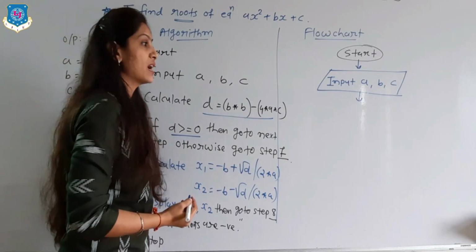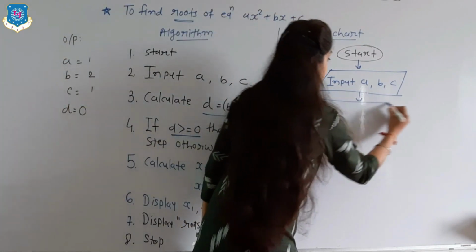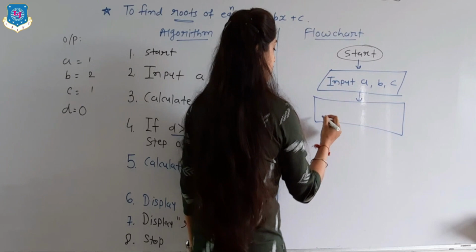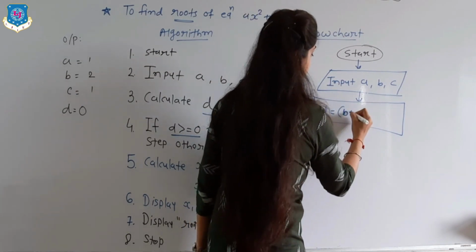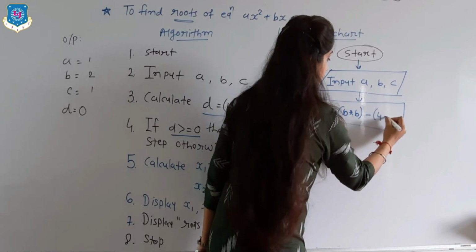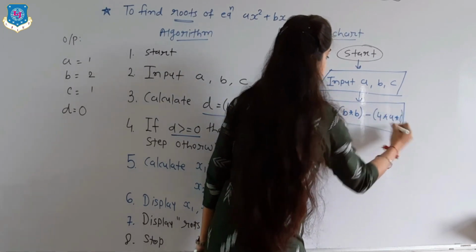In which shape do we have to write? Obviously it is in a rectangle shape. So D equals B into B minus 4 into A into C.